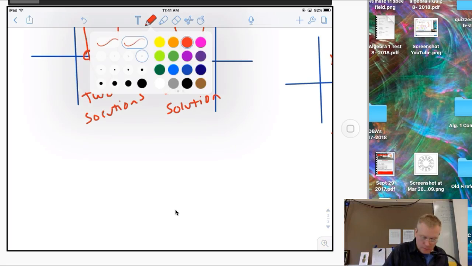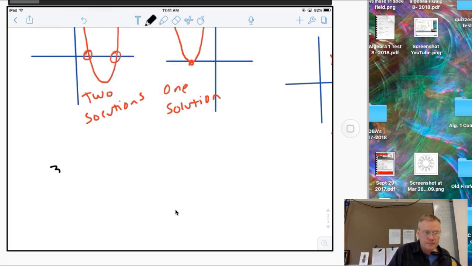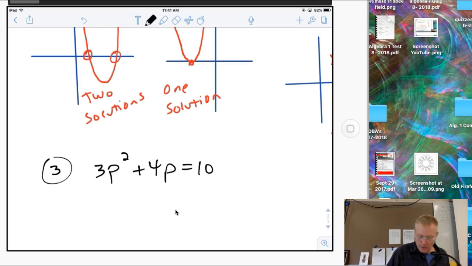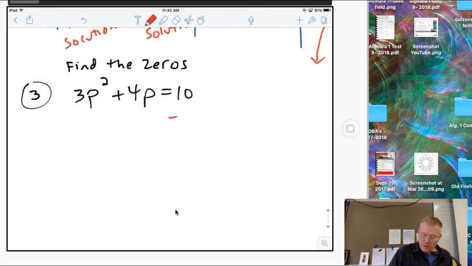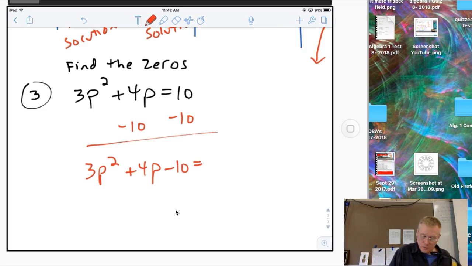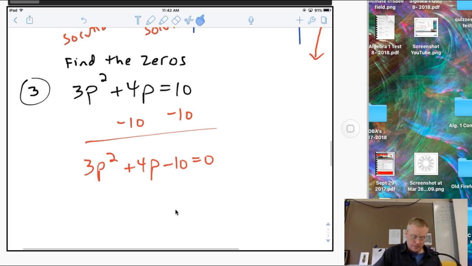All right, this is going to be my third and final problem here. 3p squared plus 4p equals 10. All right, so the first thing I need to do, and the directions will say find the zeros, is I need to have equals 0 on one side of the equation. So I'm going to subtract that 10. It's easier to move one thing instead of the other 2. And I get 3p squared plus 4p minus 10 equals 0.